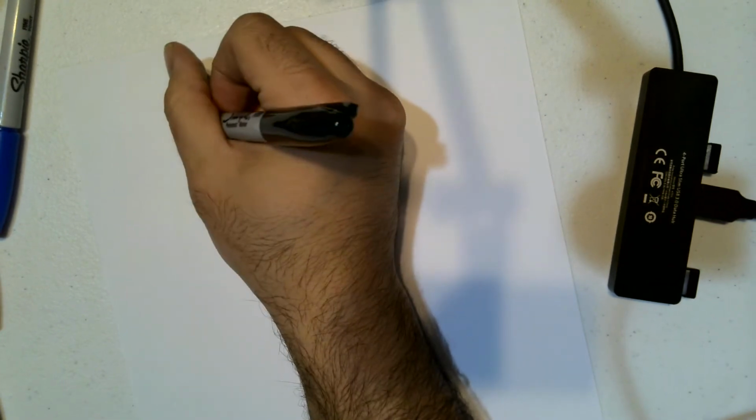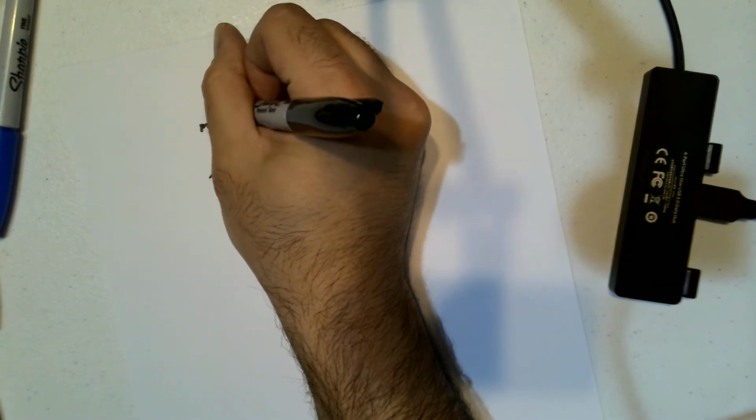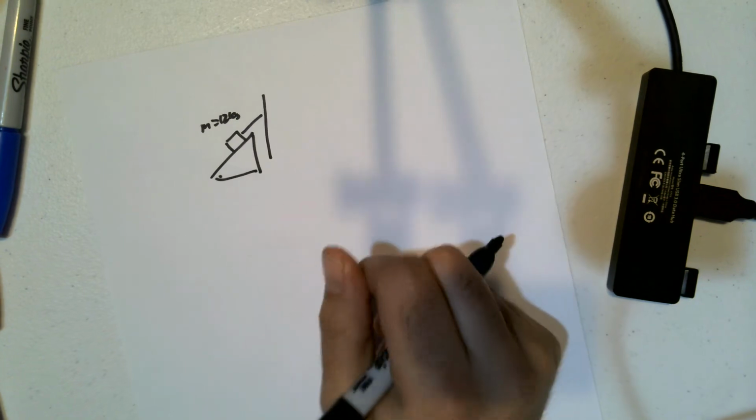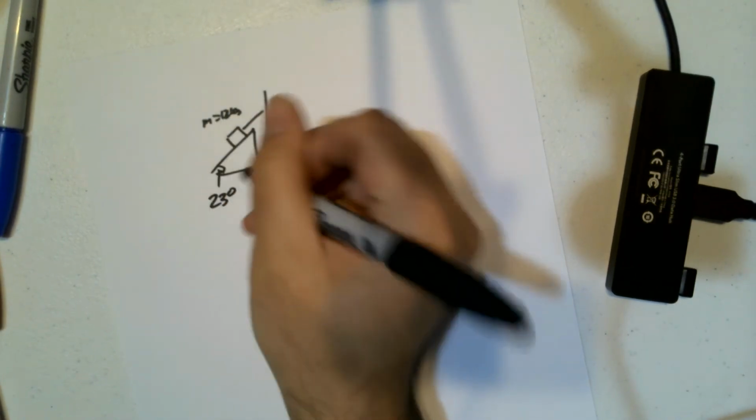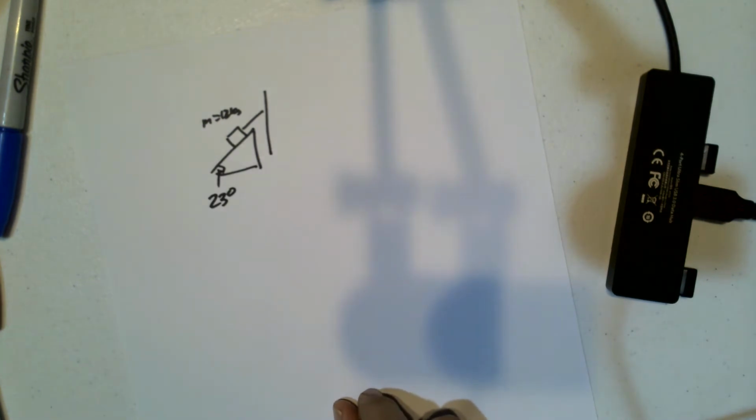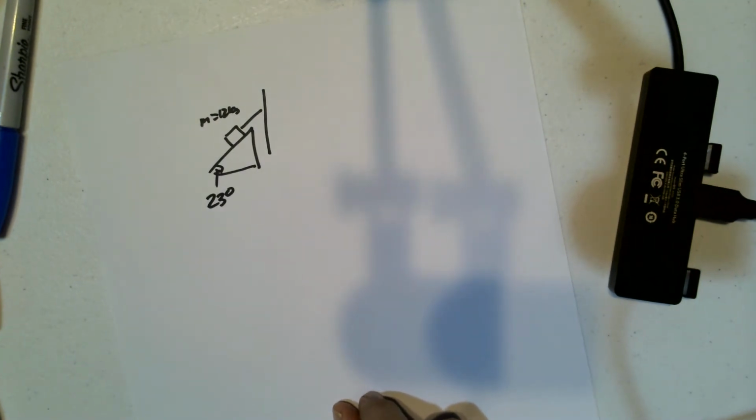So the mass of the cart, we're told, is 12 kilograms. The angle of the incline is 23 degrees, and I think that's about all we're given here. And we're told that it's at rest.